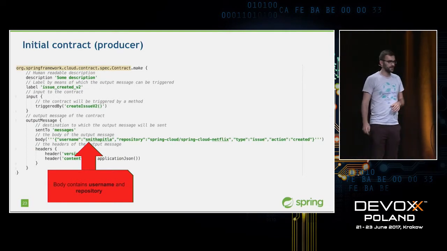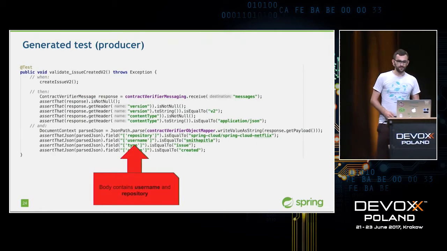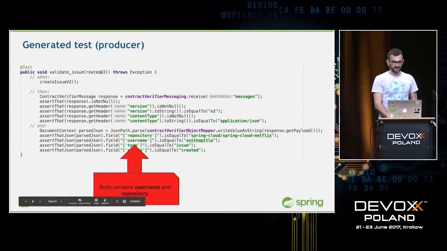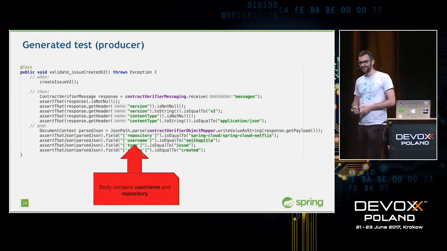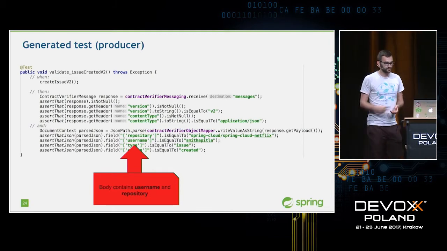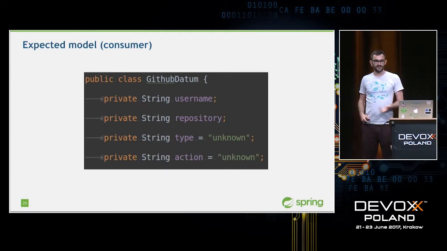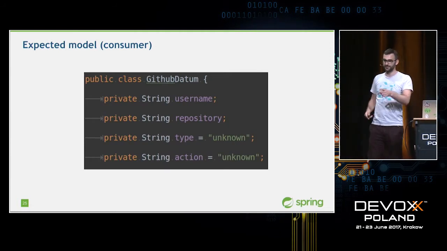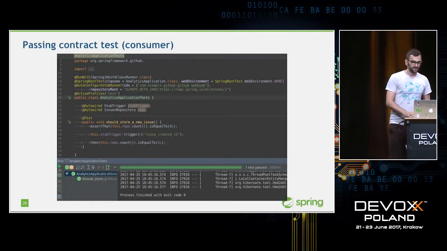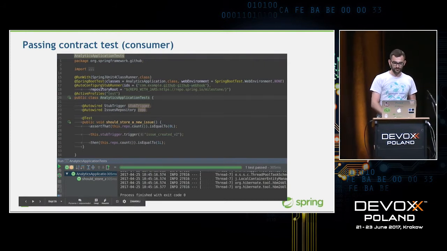Let's focus on this. So now what happens is we generate tests on the producer side where we actually trigger the message and we verify if a message on a destination called messages was received and if it contains the values that the producer declared that it's going to send. So body contains username and repository. So the consumer says, okay, this is what I expect, because this is what you told me, right? Username and repository. I'm going to run my tests. The tests pass. So what happens is, this is Spring Cloud Contract.